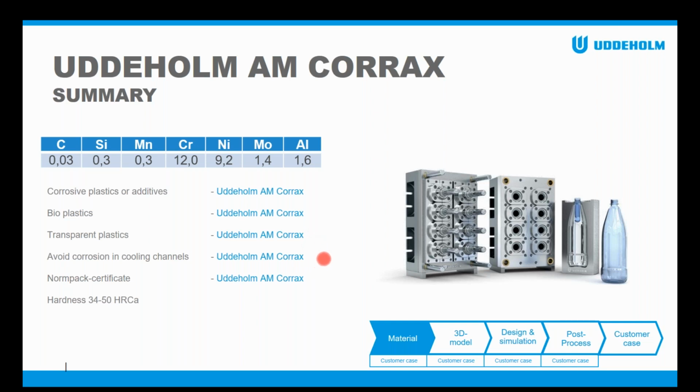But I would say the main reason to go for Corax is for the cooling channels. If you go for additive manufacturing, then once again, you probably have quite complicated cooling channels. And here you don't want to have corrosion because they're quite hard to clean. So in order to avoid corrosion in the cooling channels, you can just choose Corax and that won't be a problem.